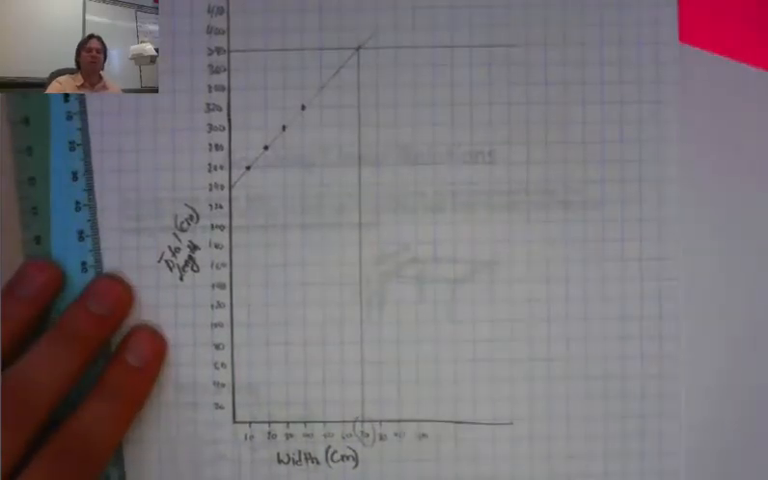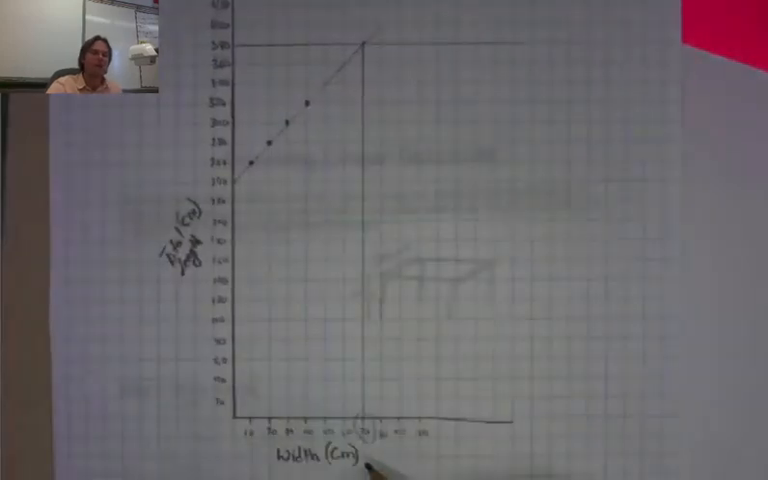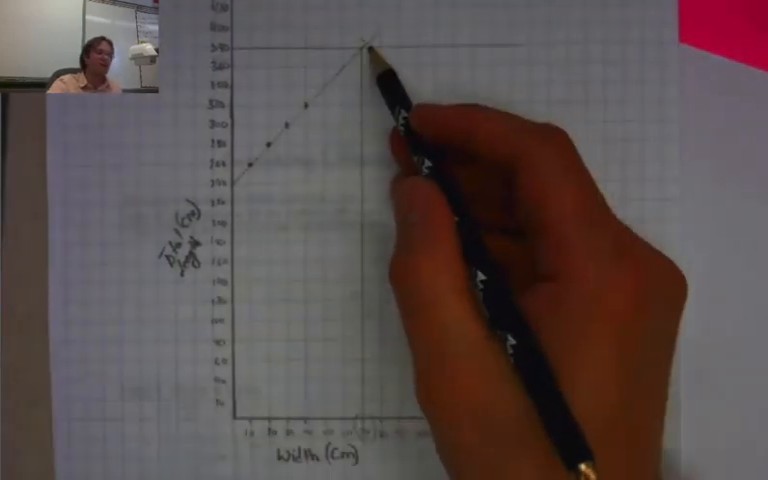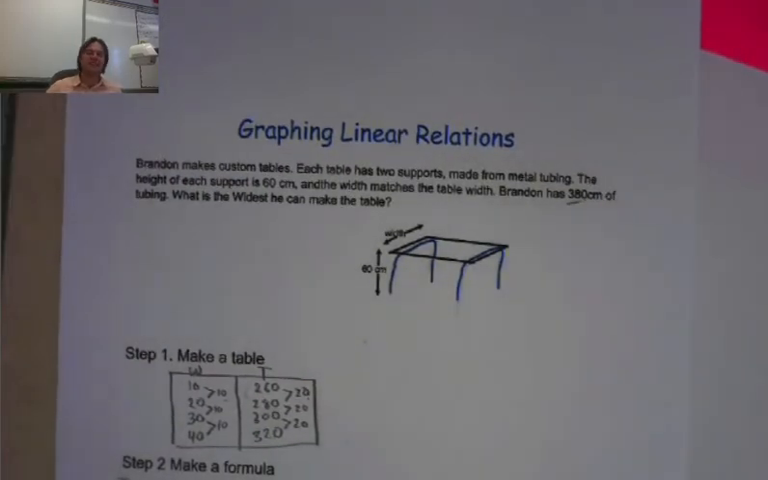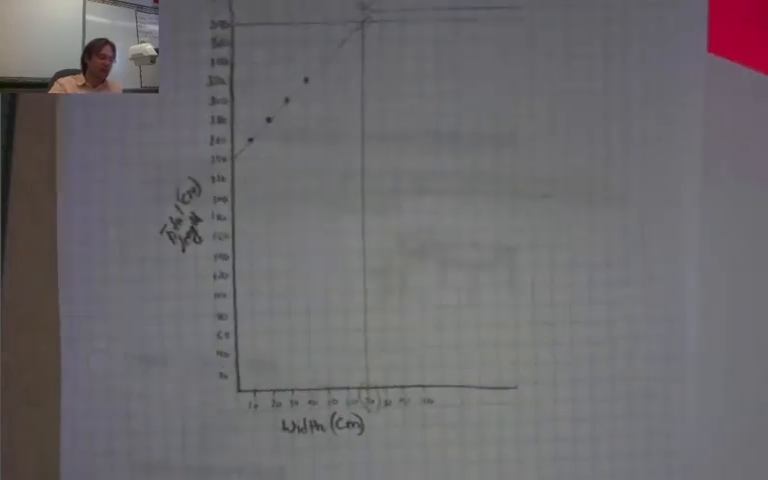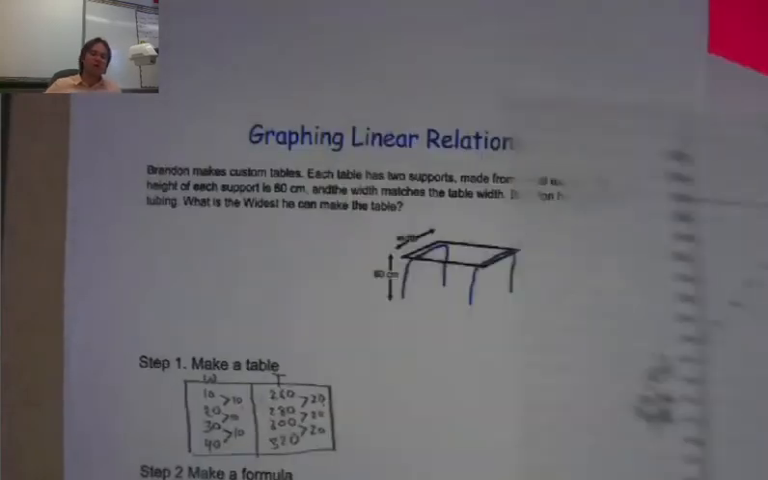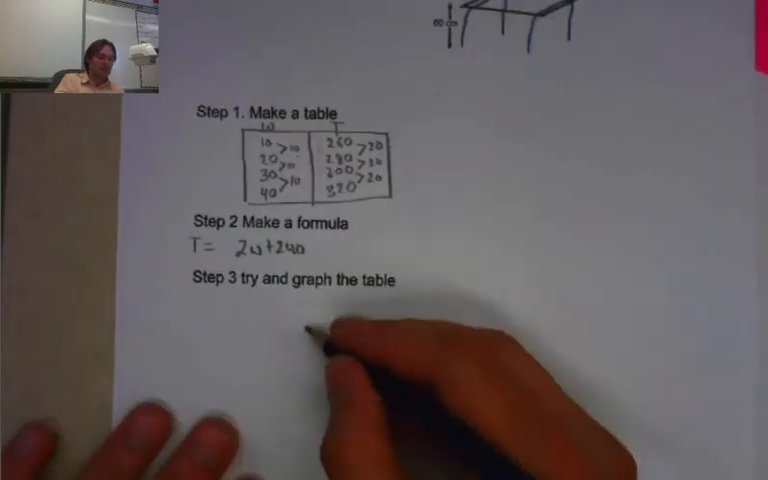So when the width is 70, that's the max width we could have, we'll have 380 total centimeters. And that is the max amount of tubing he has. Brandon only has 380 centimeters of tubing. So my answer for this is the width would have to be 70 centimeters.